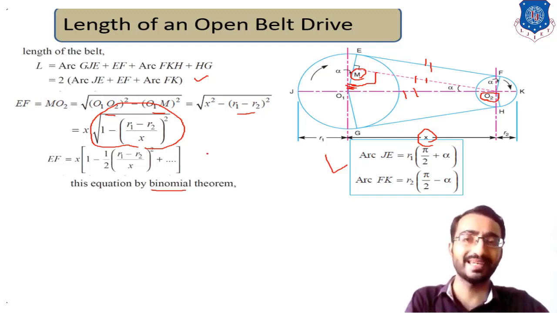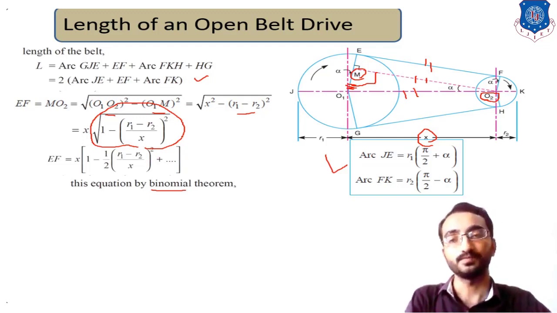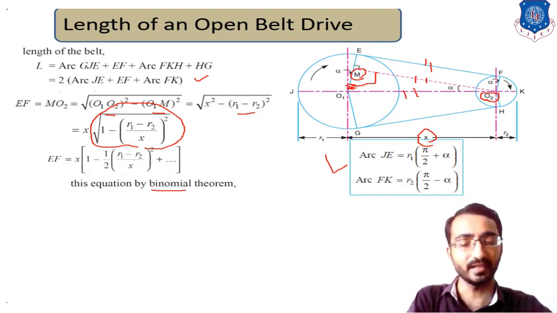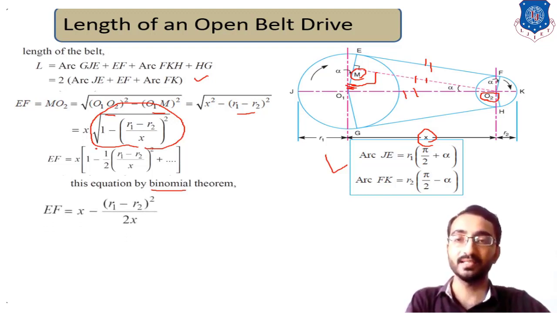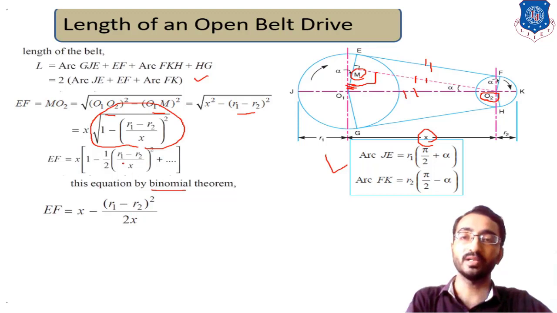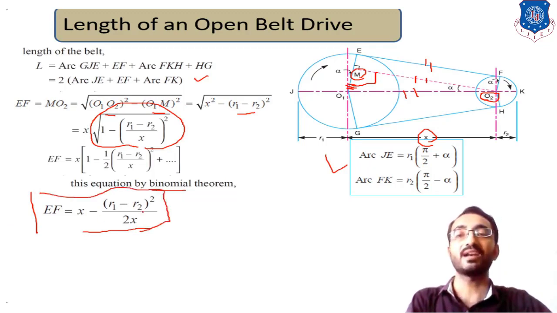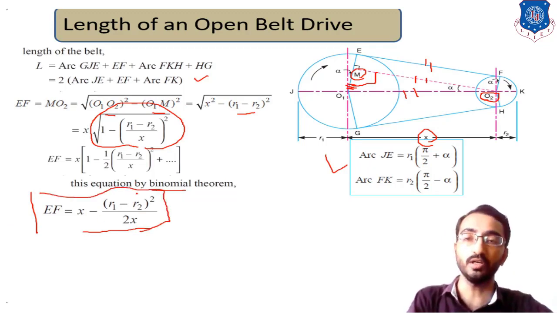Okay, so now by neglecting all other terms having (R1 minus R2) square in higher terms, we can neglect all those terms, and we can simply say that this equation can be written as x into 1 minus ((R1 minus R2) upon x) square. So over here we can cancel out one x and the final equation will become EF is equal to x minus (R1 minus R2) whole square upon 2x.